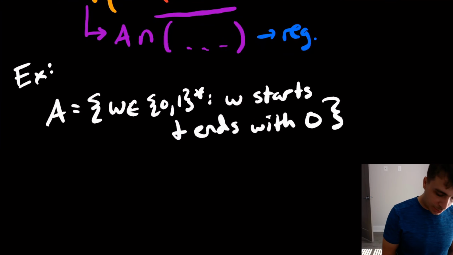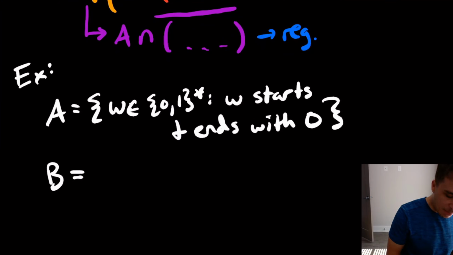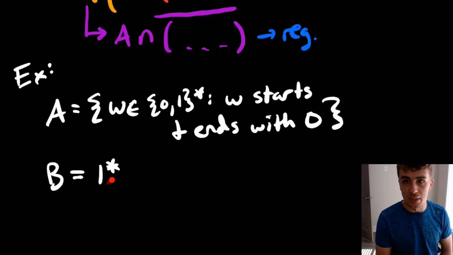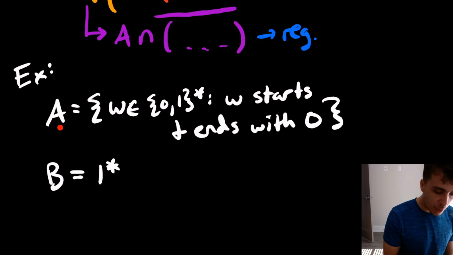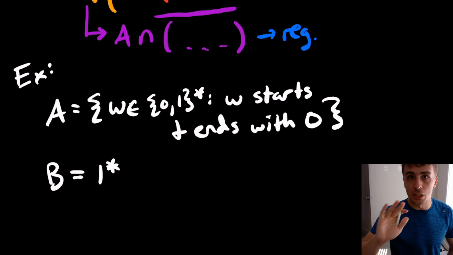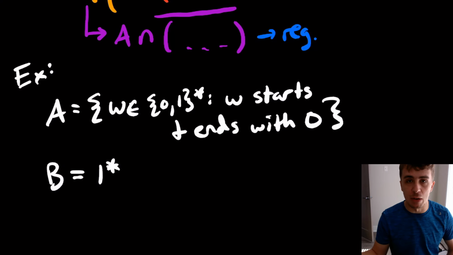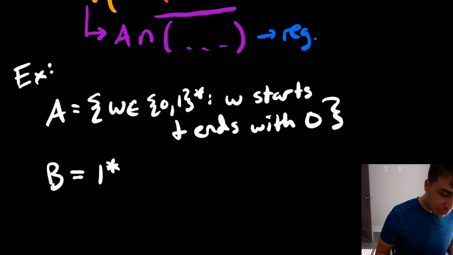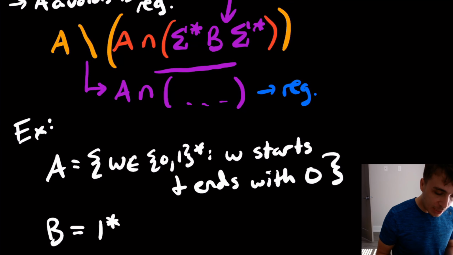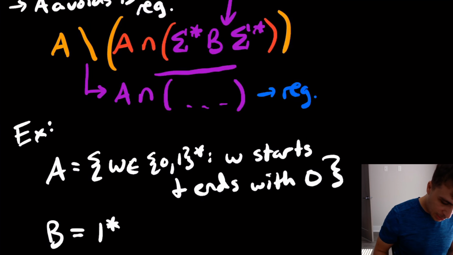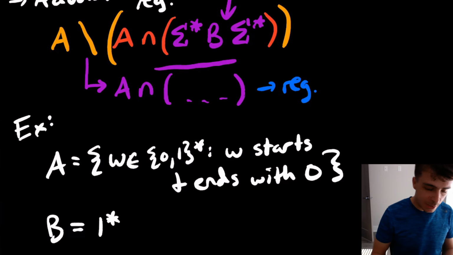Then let's do an example of having B being 1 star. That means B is all the strings that happen to have only 1s. So what we should expect is that A avoids B shouldn't have any string with 1s in it at all. That's what we should expect, but let's actually carry this out and build a machine for this entire thing and see what we get.